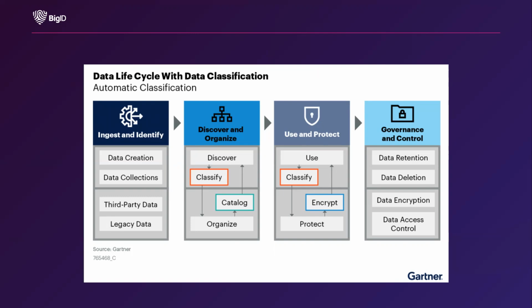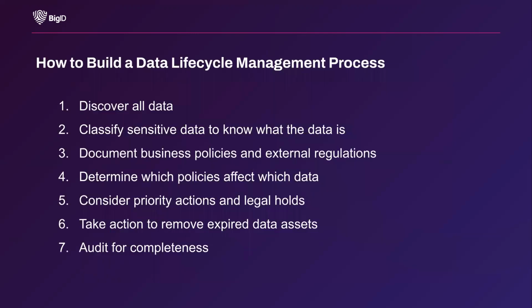Let's look at how you can build a data lifecycle management process and just what that means in terms of a 7-step process. So first, as we just talked about with Gartner, you need to discover all your data. Where is it coming from? What does it mean? And then classify it, especially your sensitive data, to know what that data is. Is it a name? Is it an address? Is it a social security number? Is it a credit card number? Is it any other form of ID? Is it healthcare information? Whatever that is, you need to know what the data is, right? Is it a customer loyalty card? Whatever it is, to know what it is.